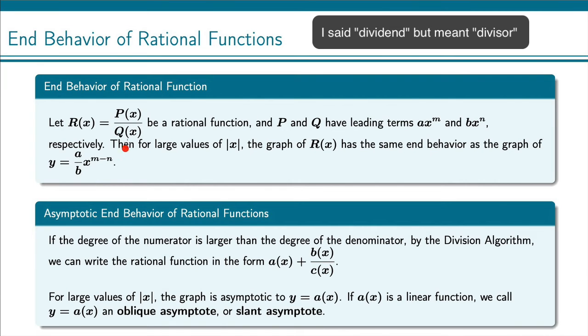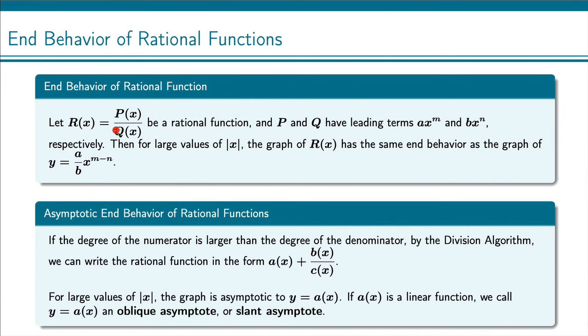So this c of x is actually going to be q of x, okay? But that doesn't really even matter. What matters is this a of x right here, because the degree of b of x is smaller than the degree of c of x, which means as x goes off to infinity or negative infinity, this thing goes to 0, which means that our function gets closer and closer to a of x. So this says that for large values of the absolute value of x, meaning positive infinity to negative infinity, the graph is asymptotic to y equals a of x.